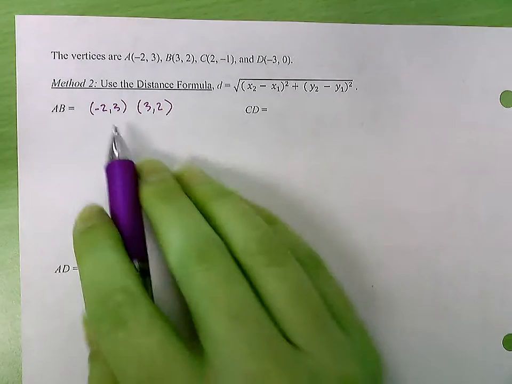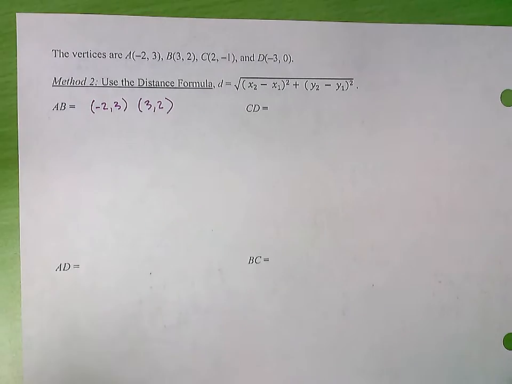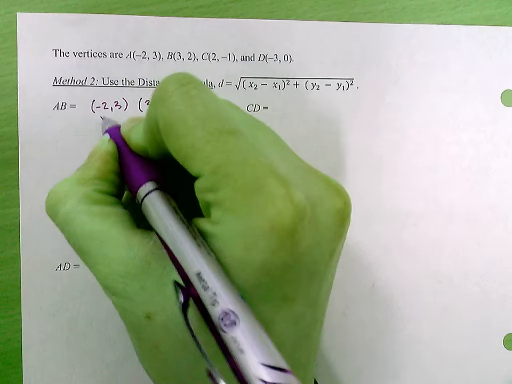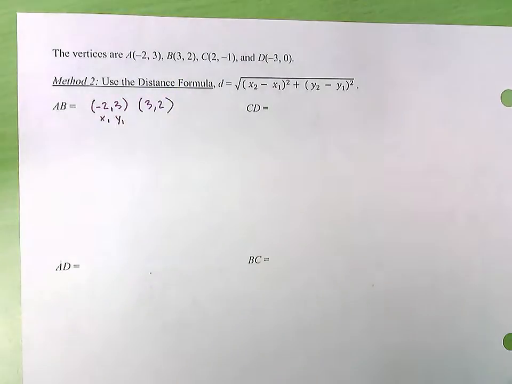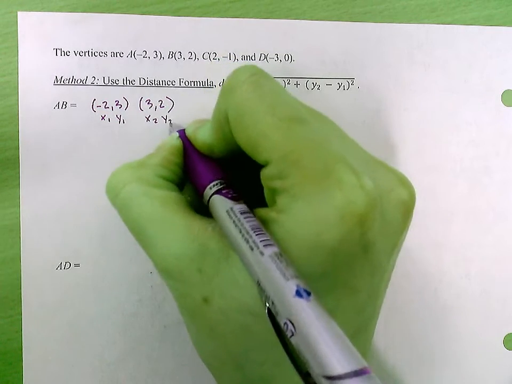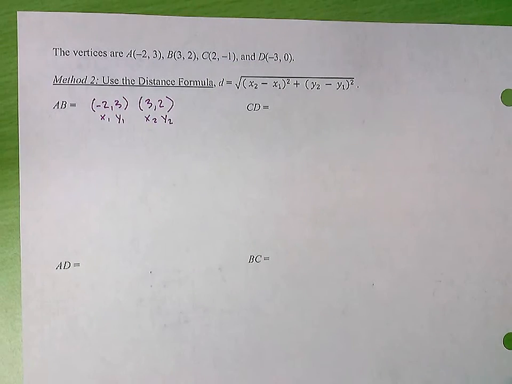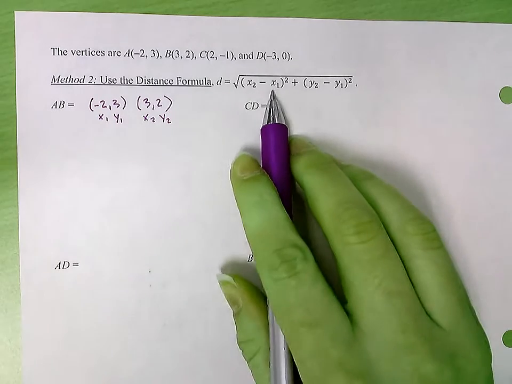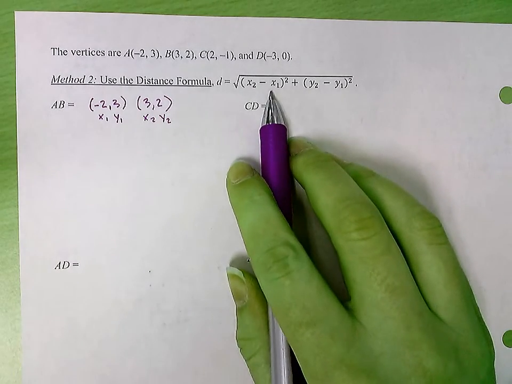Now, if the distance formula still kind of makes you a little bit confused, you can label your points x sub 1 and y sub 1, and x sub 2 and y sub 2. Okay, now with that, I can plug those values into this formula here.